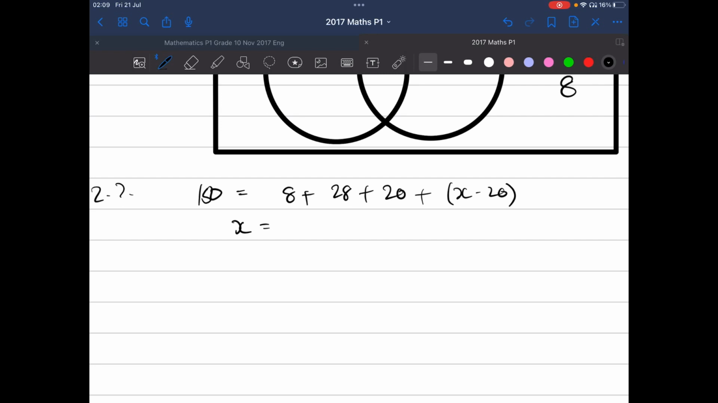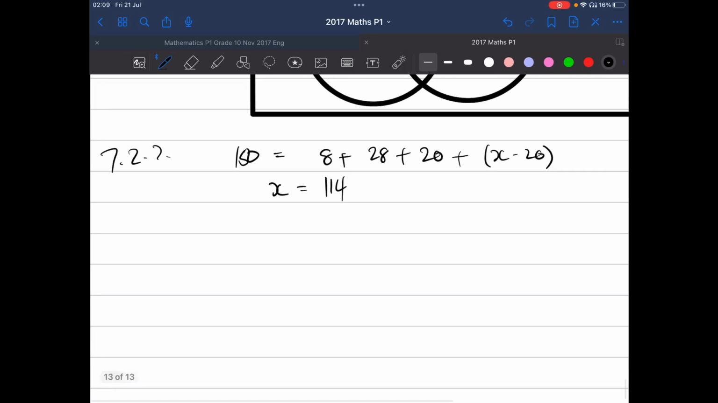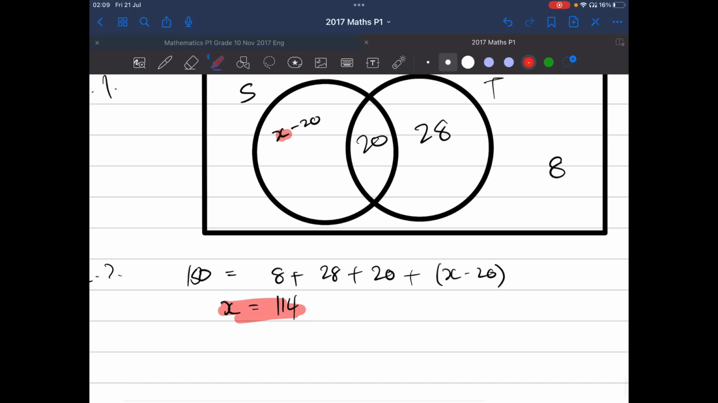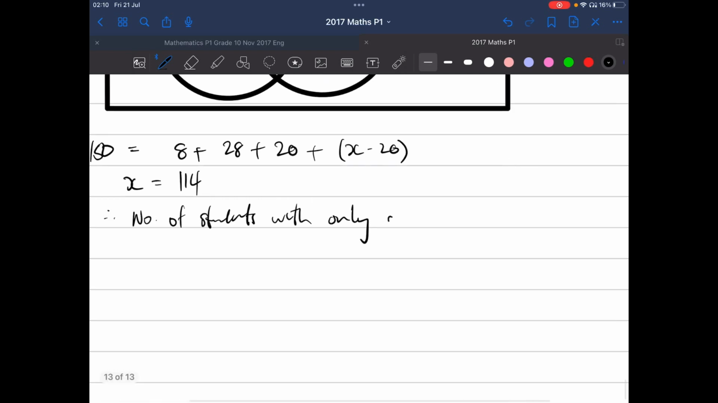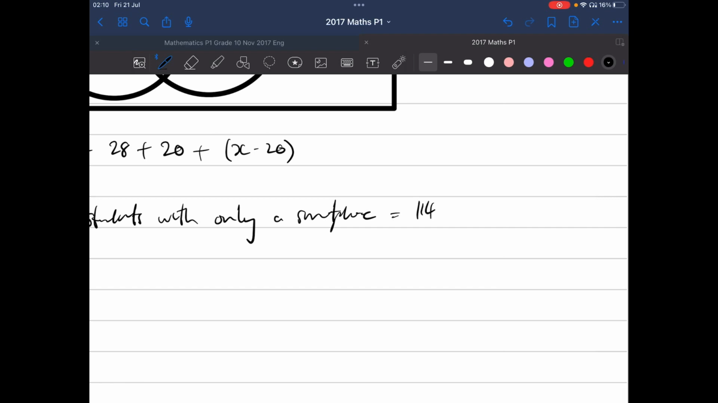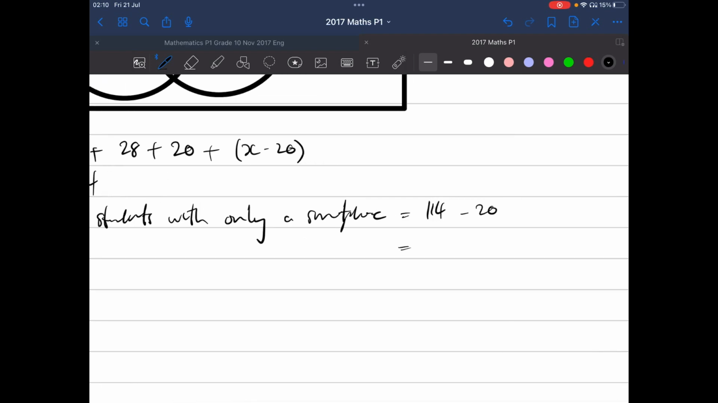So I'll just punch all this into a calculator. 150 minus 8 minus 28 minus 20 plus 20 gives us 114. So X is 114, right? But the number of people who owned only a smartphone is X minus 20. So therefore, the number of students with only a smartphone is equal to 114 minus 20, which is 94.